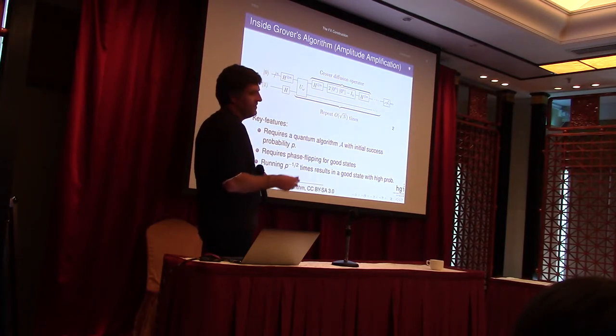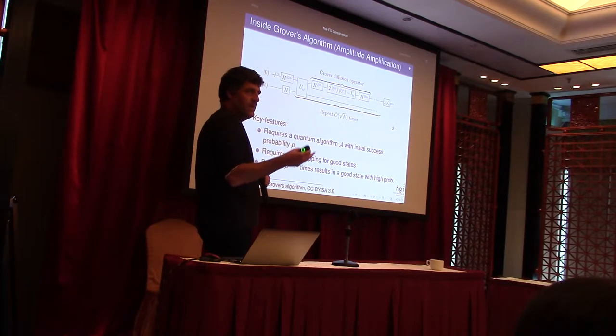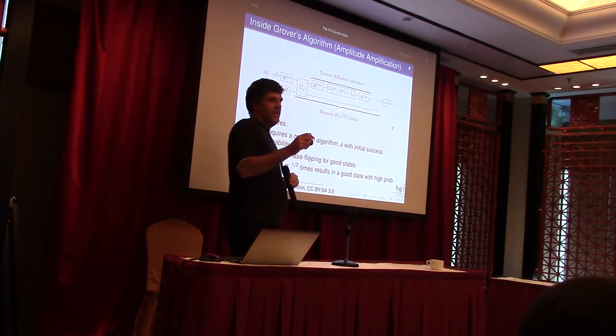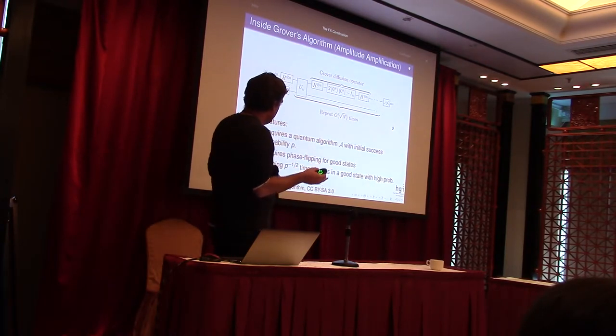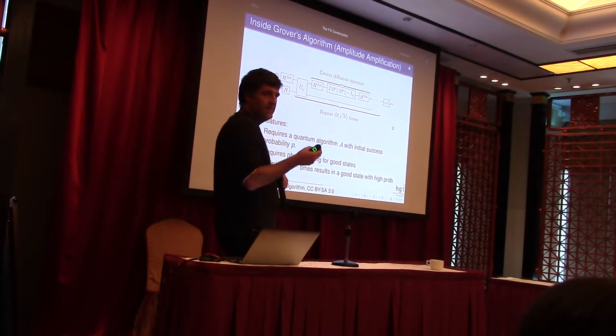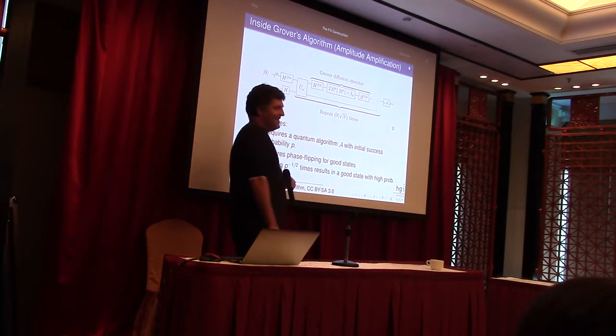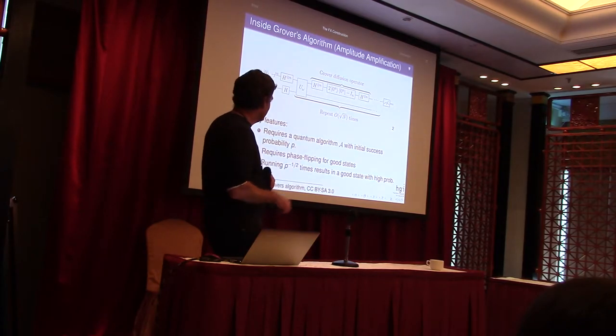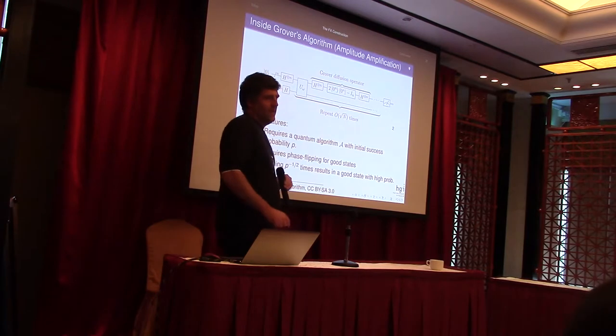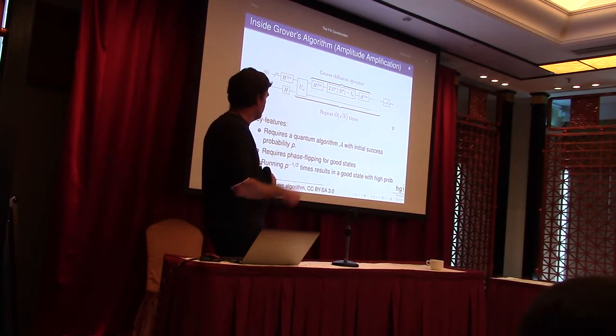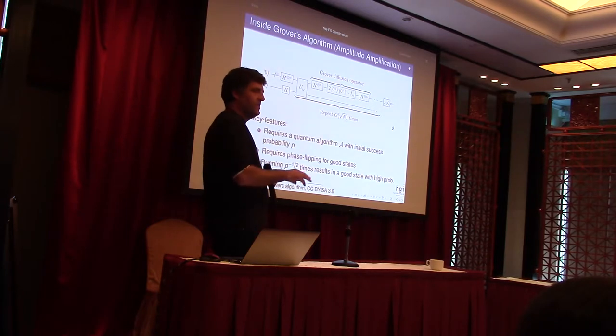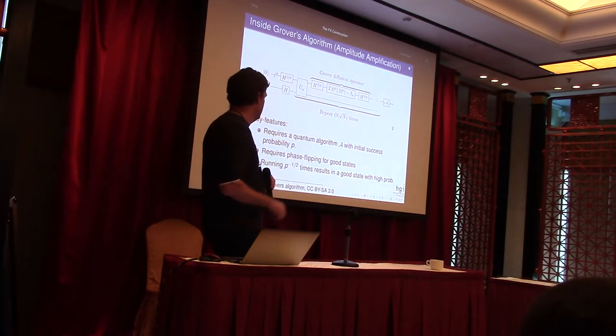And then you will have to define an efficient quantum algorithm that decides if it's a good state or a bad state. What you try to do is amplify the probability that you measure an interesting result. So this is what we need: an efficient algorithm to identify the states we're interested in, because we have to flip the phases of these. And then what happens at the end is you get a running time of 1 over the square root of p repetitions of this algorithm, and you will measure a good state with overwhelming probability. So this is the basic idea.